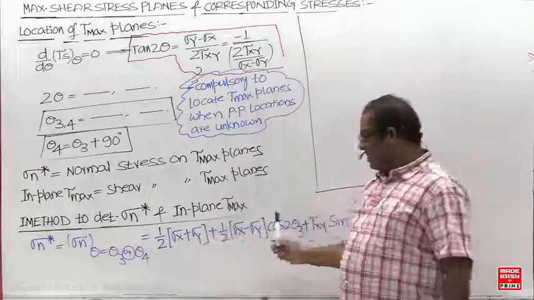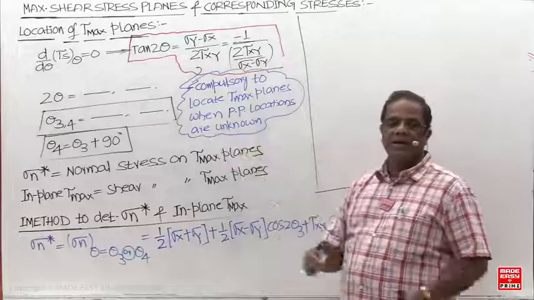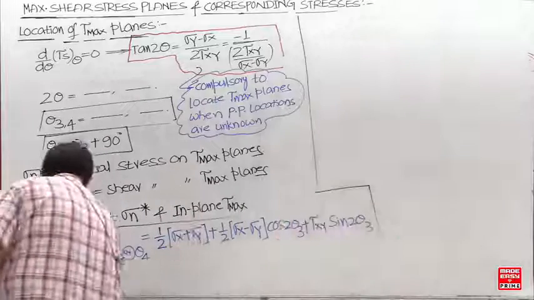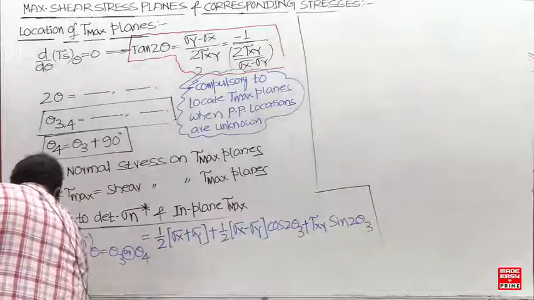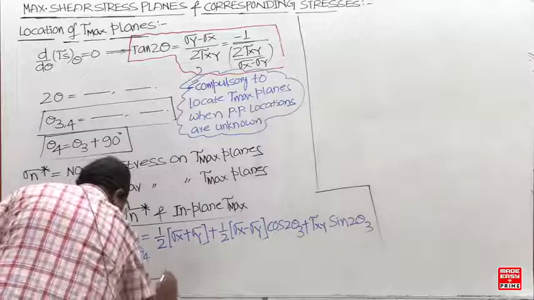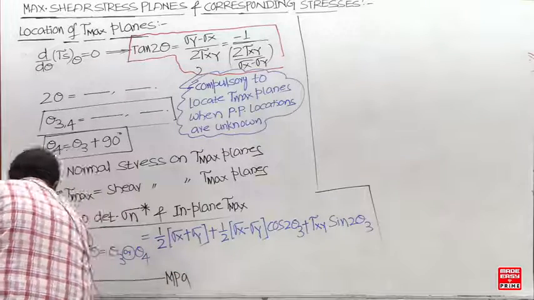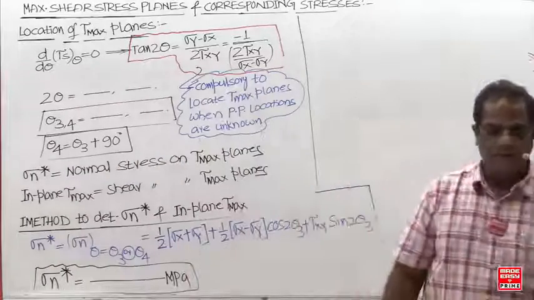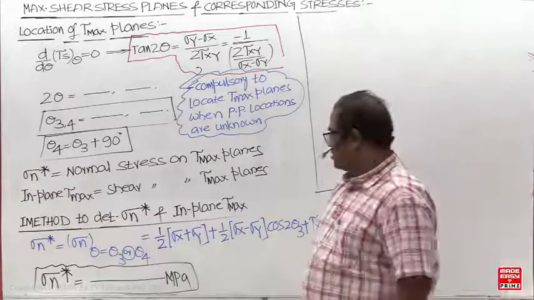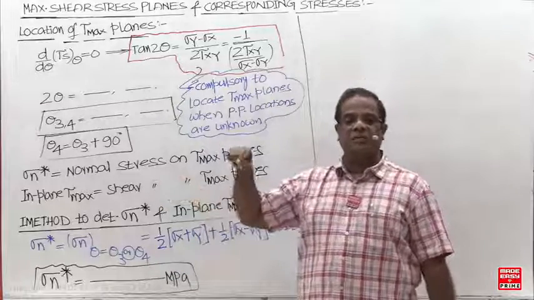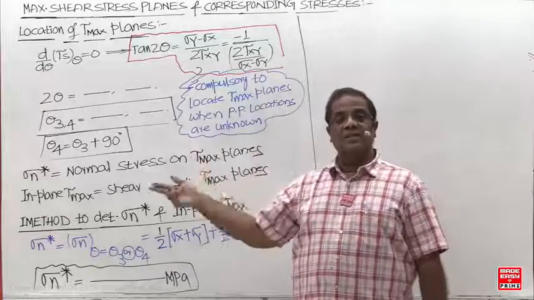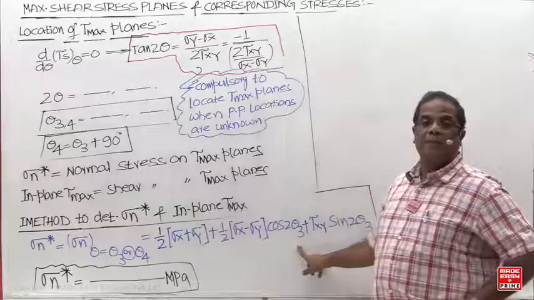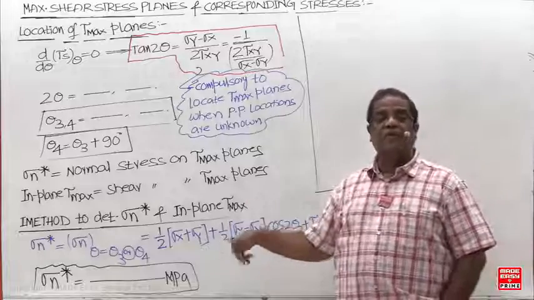You already know sigma x, sigma y, tau xy, and the unknown theta 3 you already got here. Theta 3 represents the location of tau max plane. So now you can get the sigma n star. Somebody will ask, sir, shall I substitute theta 3 or theta 4? You can substitute any value, either theta 3 or theta 4. Both will give the same value and same sign. Suppose if I substitute theta 3, I am getting plus 100. Even if I substitute theta 4, I am going to get the same value.